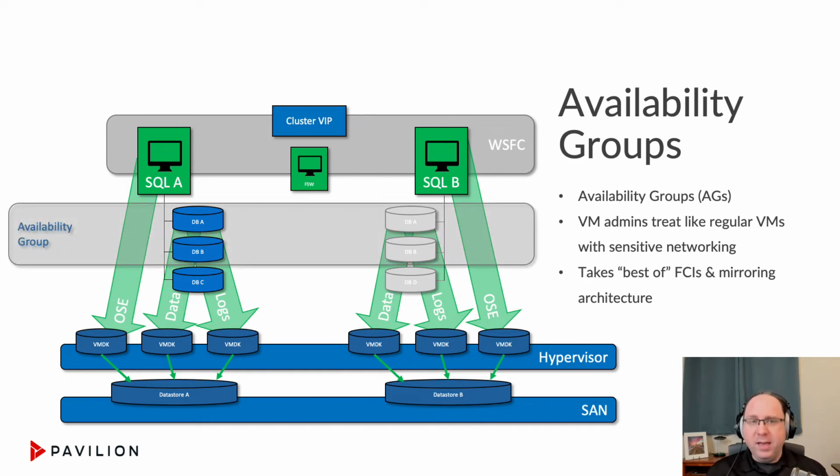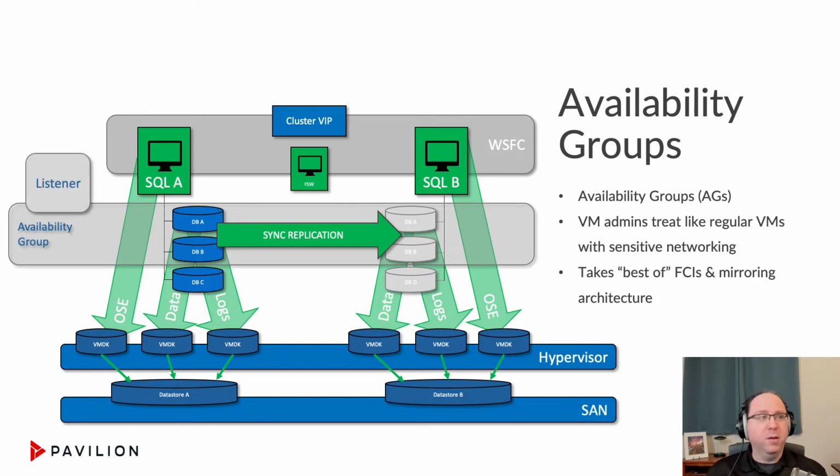Now, create the availability group itself. It's essentially a logical container of one or more databases that are now governed by the same set of availability rules. You can do synchronous, you can do asynchronous if you're doing disaster recovery or reporting, things like that. But now all of the databases in this availability group are governed by this. So they're all synchronously replicating to the second replica here. Add a listener, and this is what our applications are going to connect to. At this point, this is now fully highly available.